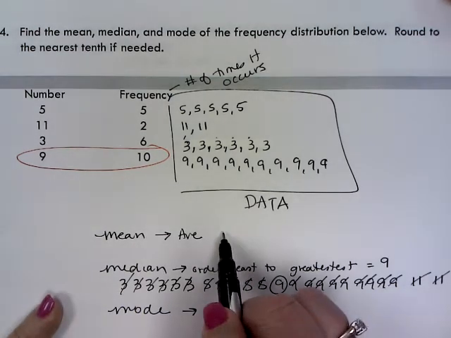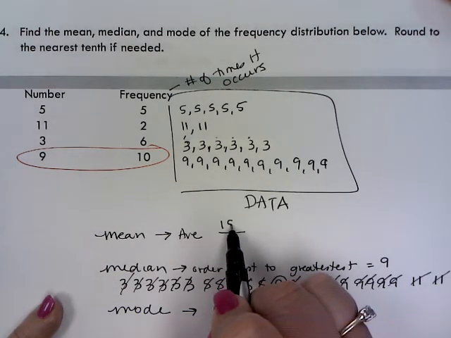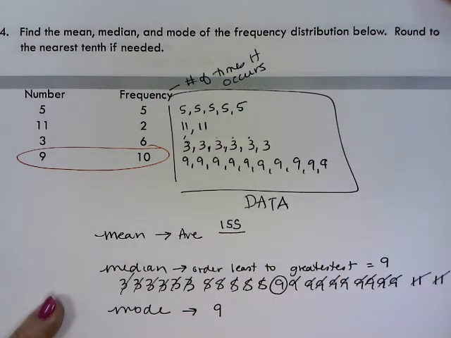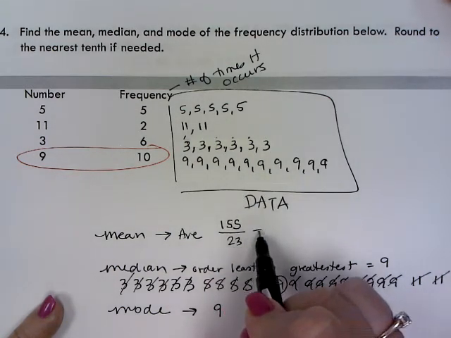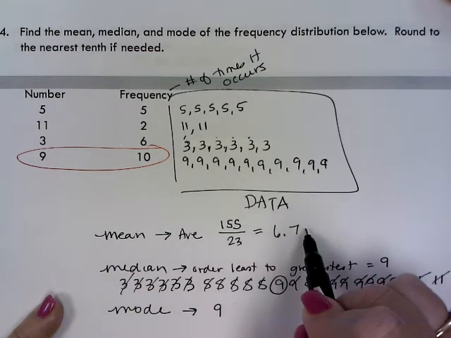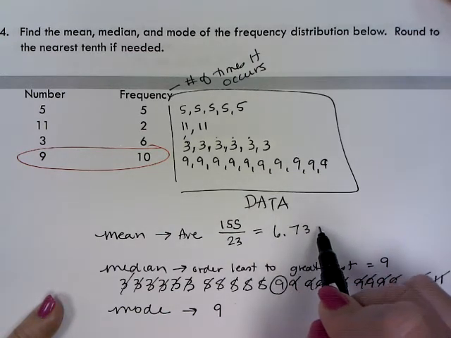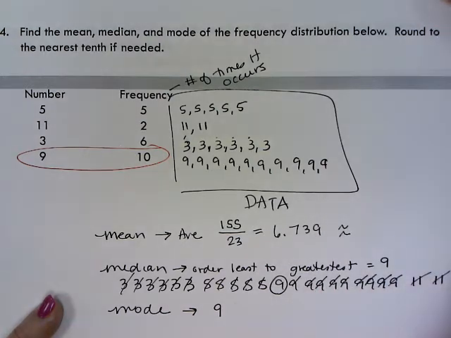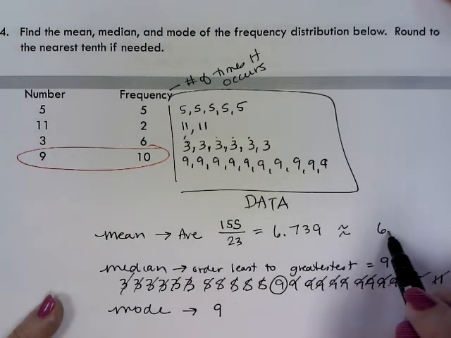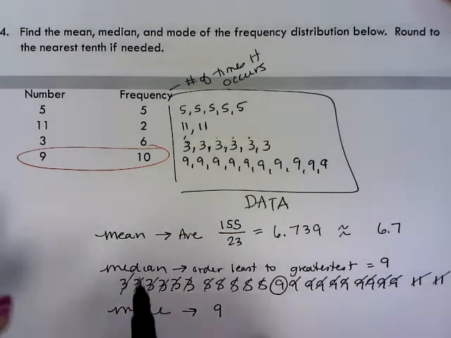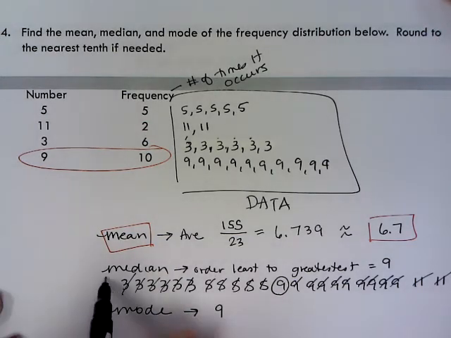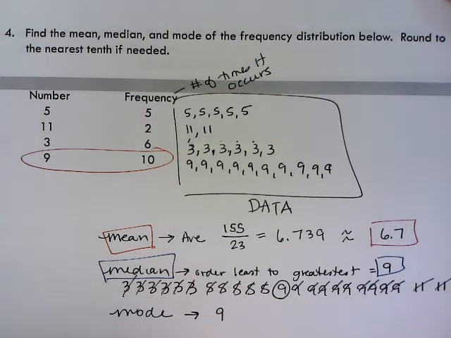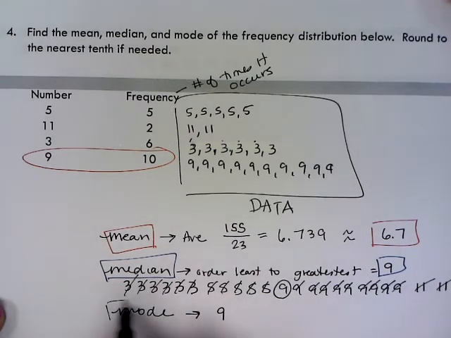Okay, so you added up all your numbers. When I added them all up, I got 155. I'm going to divide by the total in my list, 1, 2, 3, 4, 5, 6, 7, 8, 9, 10 to 23. And my average ends up being 6.739, which is about, does it say to round to the nearest tenth? So I don't even have to go that far, 6.7. So, to recap, my mean, 6.7. My median is 9. And my mode is 9.